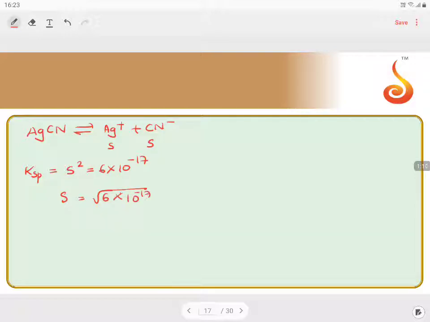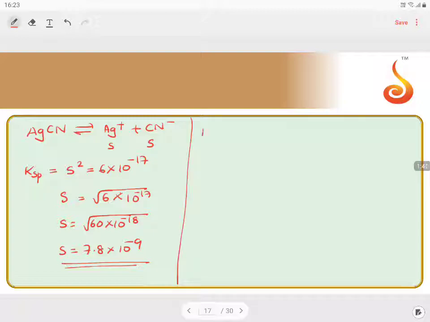As I told you, try to convert this into a number divisible by 2. I can make this root over 60 × 10^-18, then it becomes 10^-9. Somewhere you will be getting around S value, 7 sevens 49, 7.8 × 10^-9 approximately.